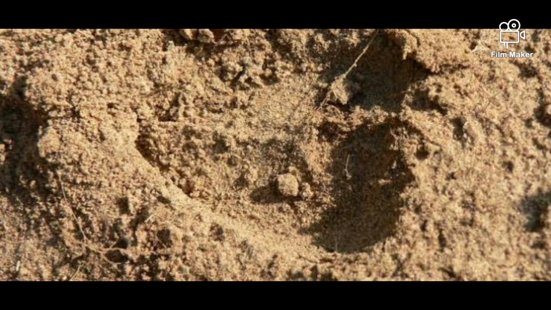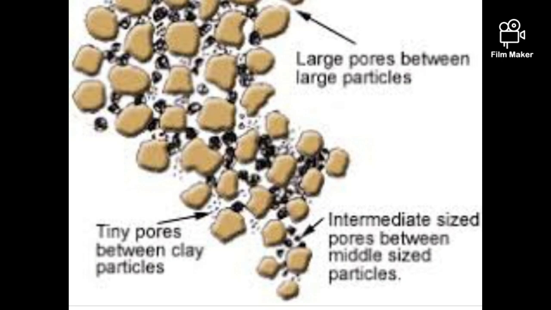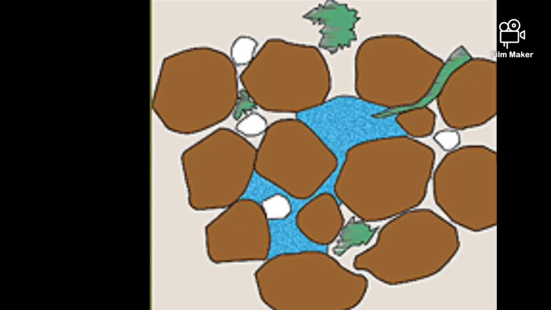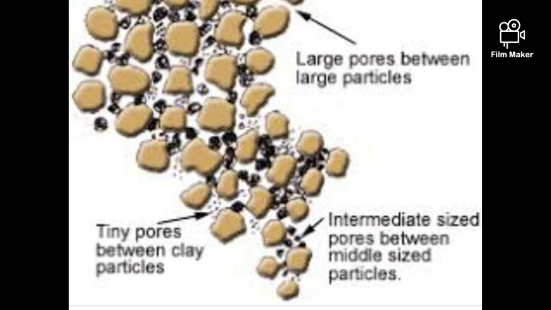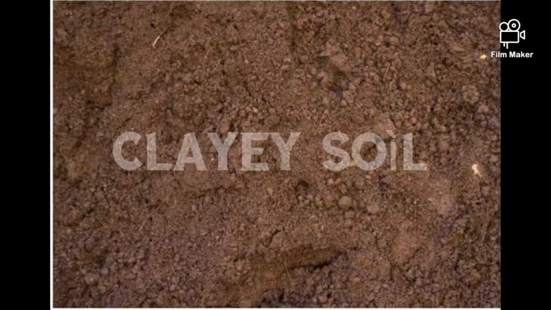Sandy soils have soil particles that are bigger in size. So the large spaces between them are filled with air. Therefore, they are well aerated. So the water can't be retained in these types of soil and drains out quickly from them through the spaces present between them. So, sandy soil needs more frequent irrigation for successful growth of crops.